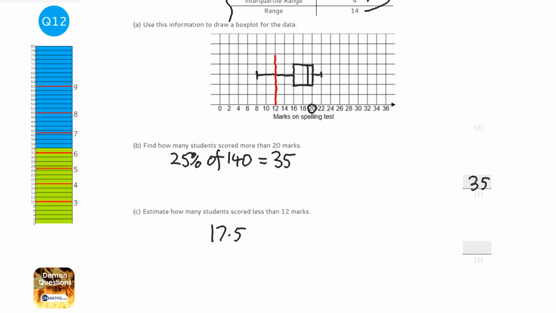And what am I going to say? I'm going to say 17 students. It doesn't actually matter which one you write down because you've shown that it's 17.5, well, you can't get half a student, so let's go for 17, or let's go for 18.